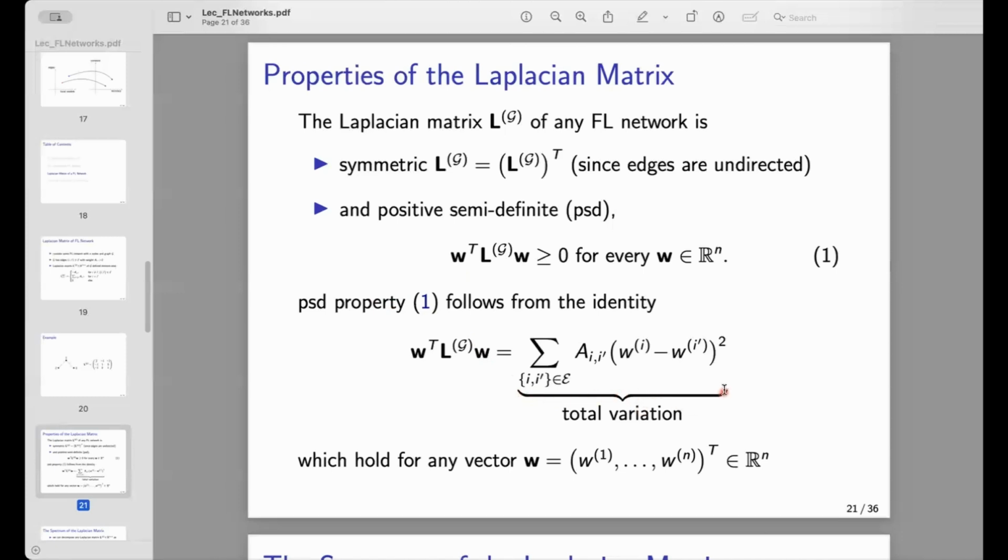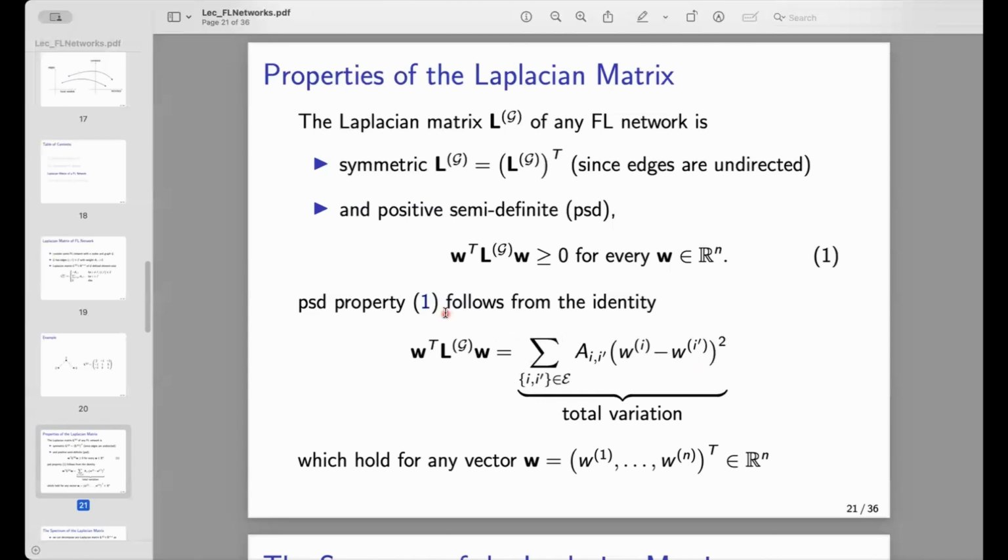related to the variation of a vector. So let's say this vector w here carries values that are assigned to the nodes of a federated learning network. So this vector w is obtained by stacking values that we assign to each node of the federated learning network. And it turns out that this quadratic form is exactly the same as the sum over all edgewise differences. So this is a form of variation. We call this total variation within this course, which is very nice.